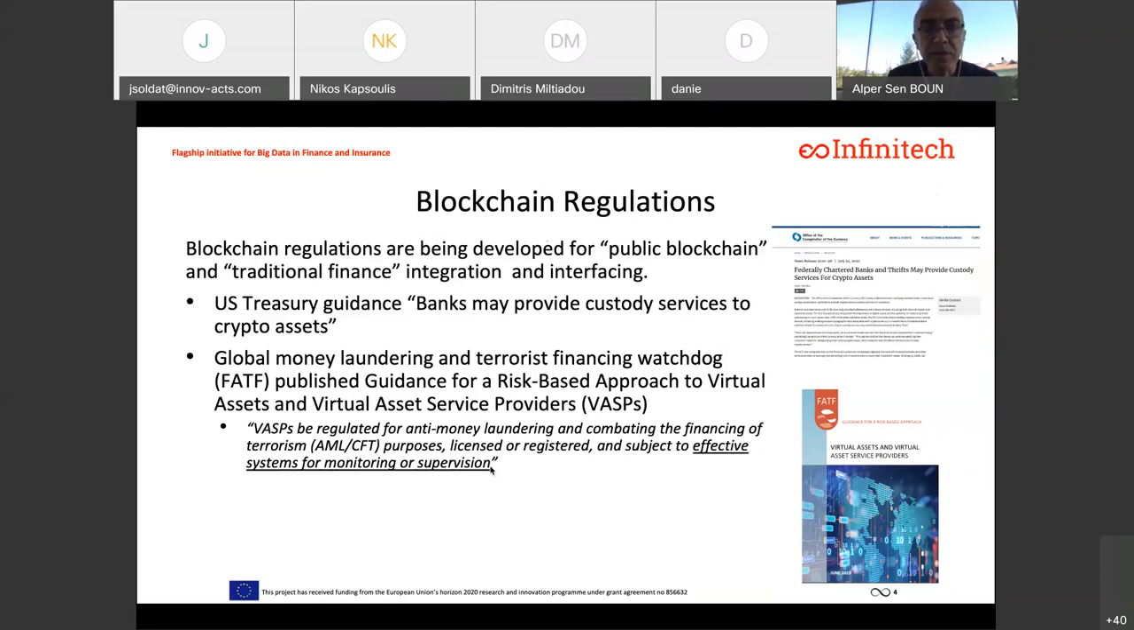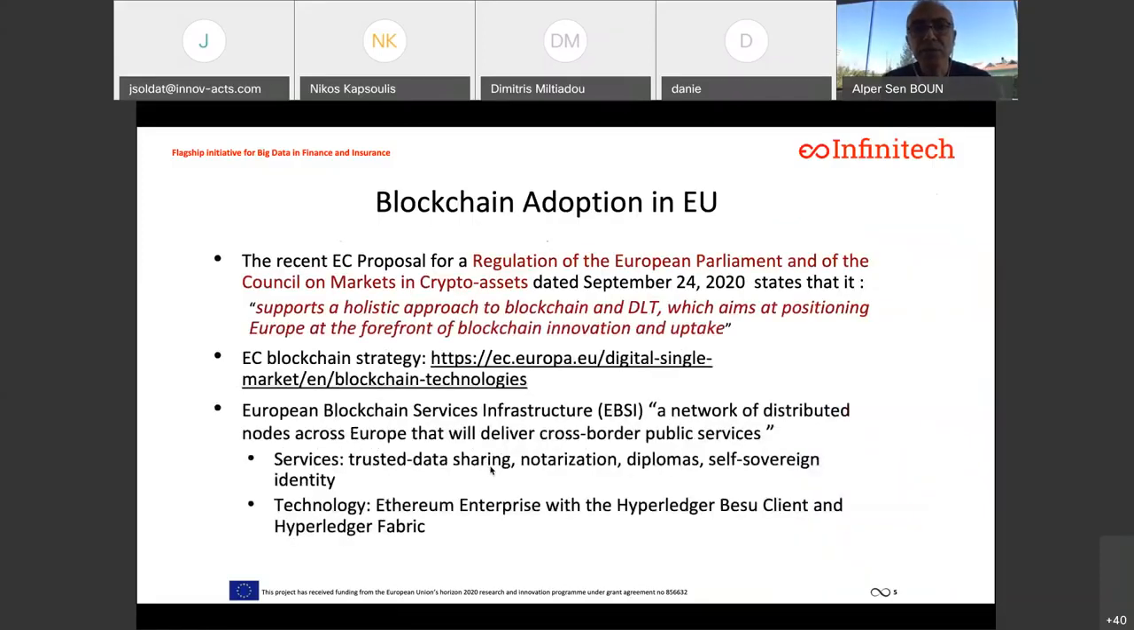And what's happening in the EU regarding blockchain adoption? The EU is also following the blockchain bandwagon, let's say. They support a holistic approach to blockchain and distributed ledger technologies, aiming at positioning Europe at the forefront of blockchain innovation and uptake. So this is important, that Europe wants to spearhead this technology as well.